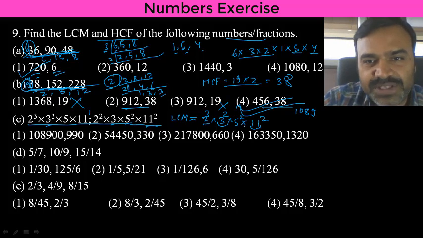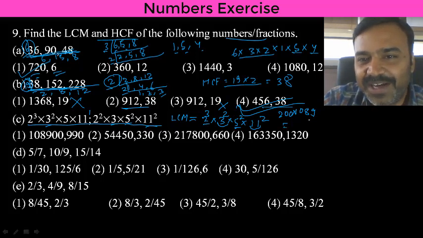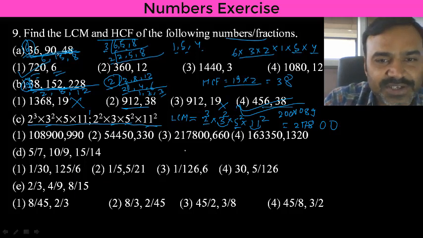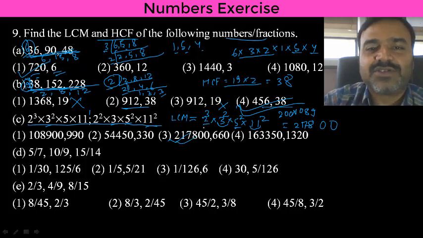1089. Then 2 cube is 8 into 5, 40 into 5, that is 200. So 200 into 1089, if you multiply carefully, it will come out to be 9 2s is 18, 8 2s 16 and 1 17 and 10 2s 21. So 217800. So the LCM is 217800. There is only one option, so that has to be the correct one.